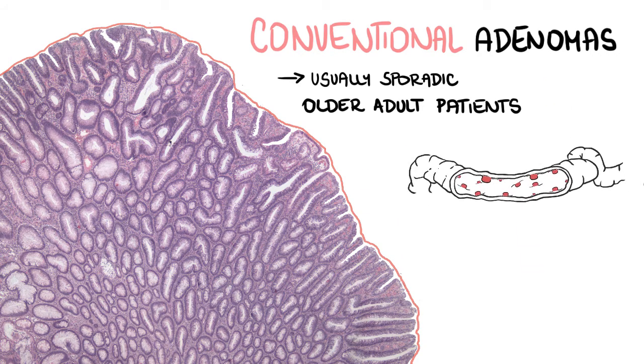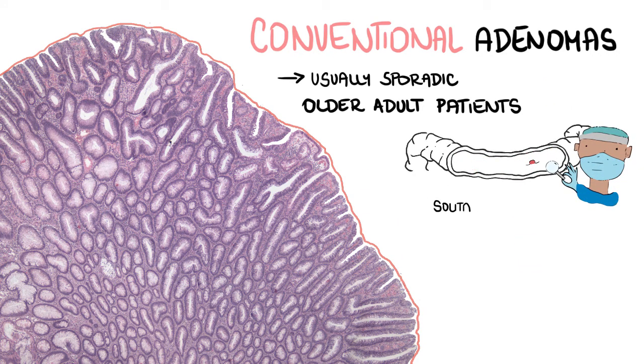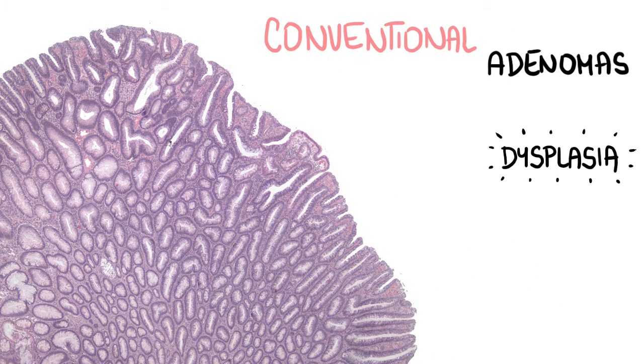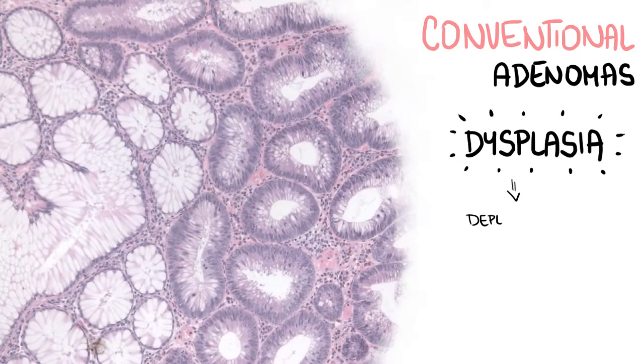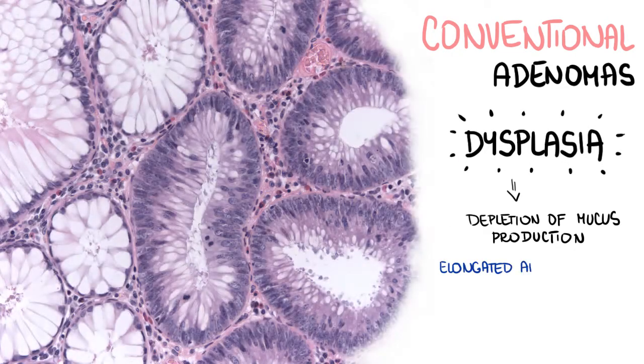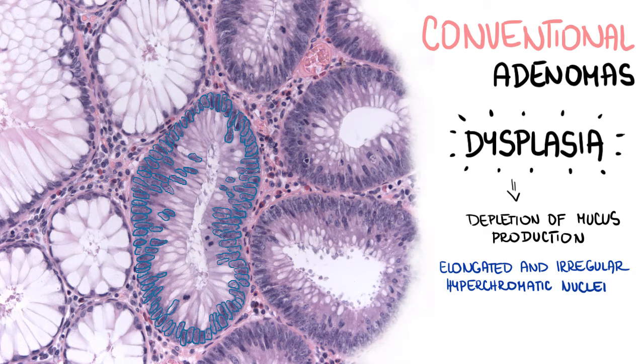On gross examination, they may be solitary or multiple, of various proportions. Microscopically, as stated before, the presence of dysplasia is necessary. It's characterized by depletion of mucus production, elongated and irregular hyperchromatic nuclei, which may even reach the apical pole of enterocytes. Mitoses are more frequent as well.